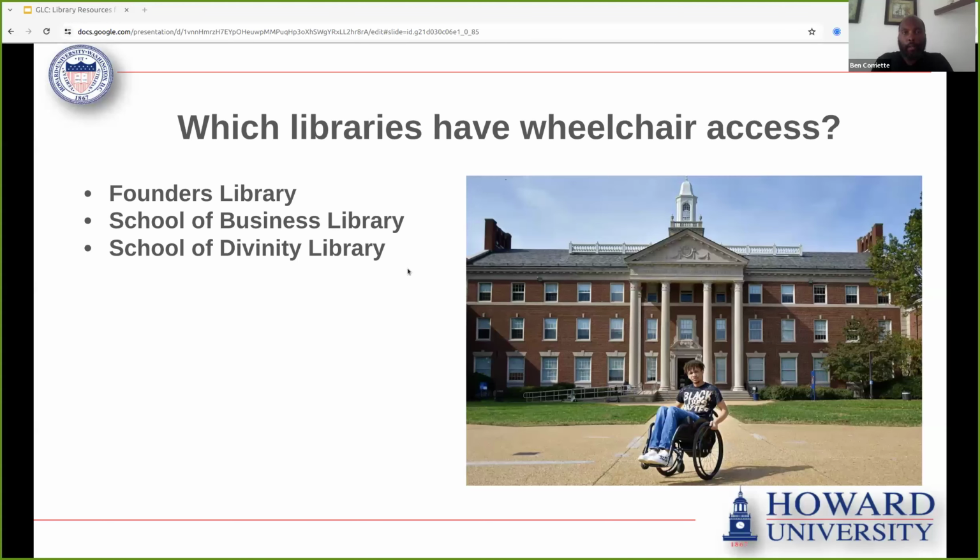So you may be wondering which libraries have wheelchair access. Well, 3 of them do. Founders, School of Business, and the School of Divinity. If there's any other libraries who have wheelchair access, please let everyone know. All right. Okay.